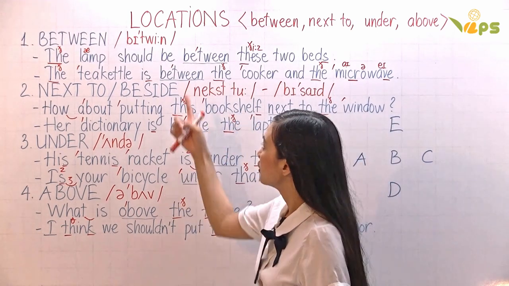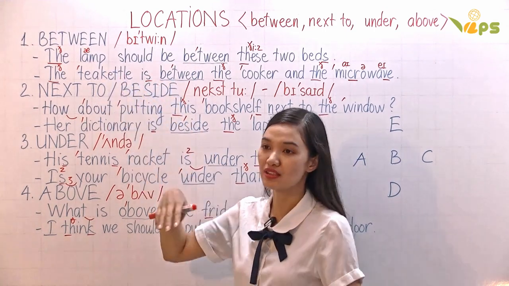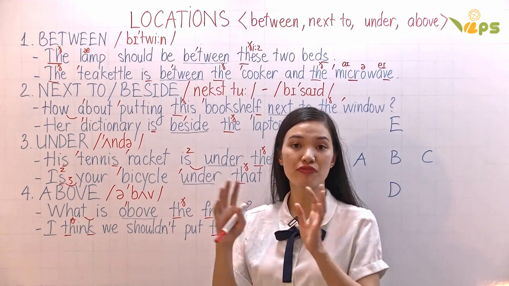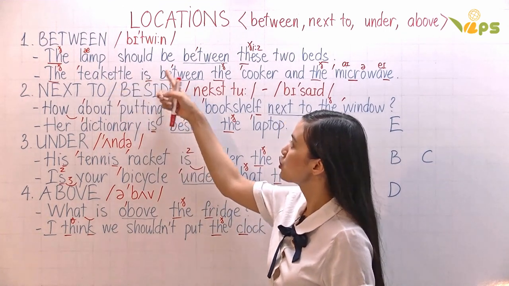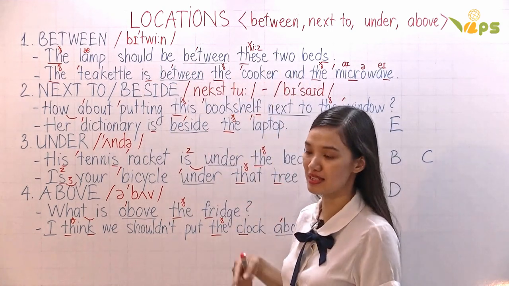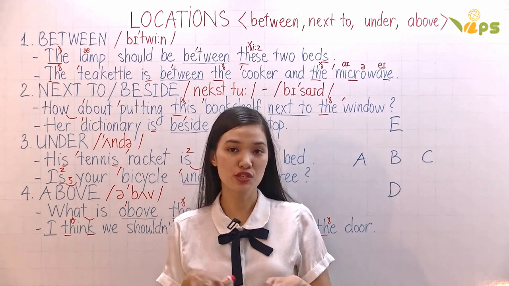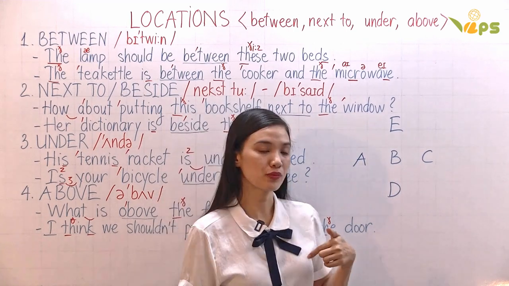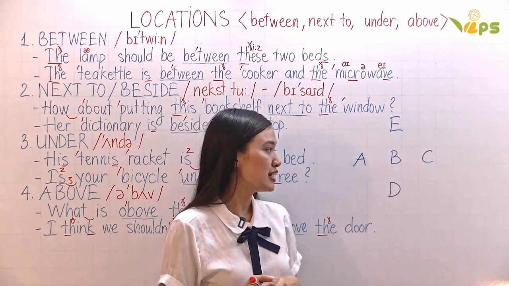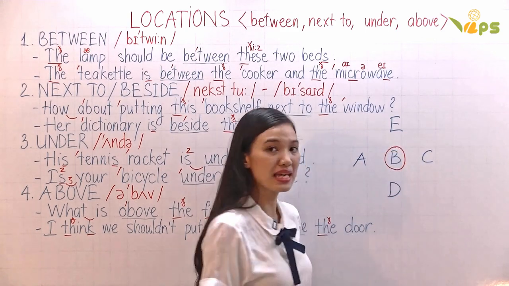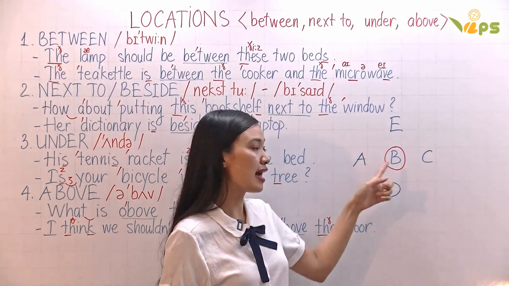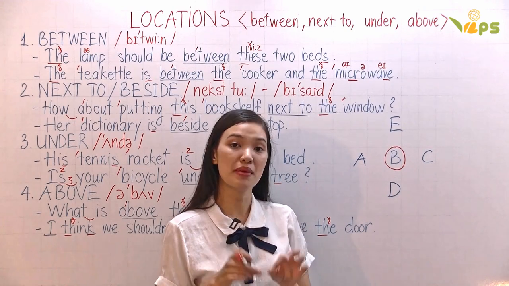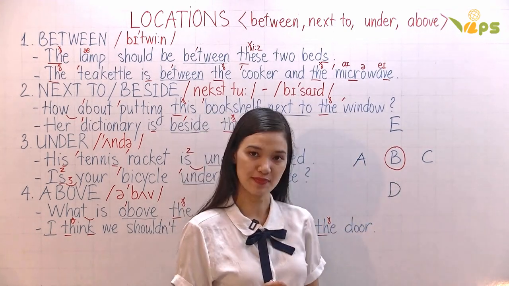Okay, now we have the lamp. The lamp is usually the light for you that is near the bed before you sleep. Okay, the lamp should be between these two beds. So two beds. If the lamp is between the two beds, that means it is in the middle of two beds, okay? For example, here we have A, B, C. So I would say that B is between A and C, okay? B is between A and C. That means it is in the middle of the position of A and C.